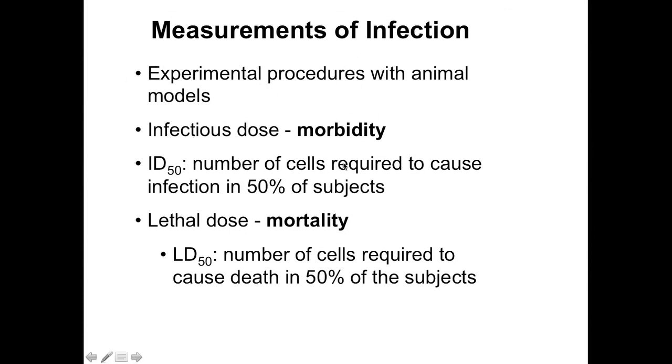So you're looking at the infectious dose or the morbidity, how much it takes for the animal to become sick. Morbidity is kind of the icky feeling, being sick, not being able to work, not being able to do this or that, but not necessarily death. The ID50 is the number of cells required to infect 50% of the subjects. And then there's the lethal dose, or the mortality, the LD50. This is the number of cells required to cause death in 50% of the subjects. So morbidity is just icky feeling, sickness, general blah, where mortality is death.